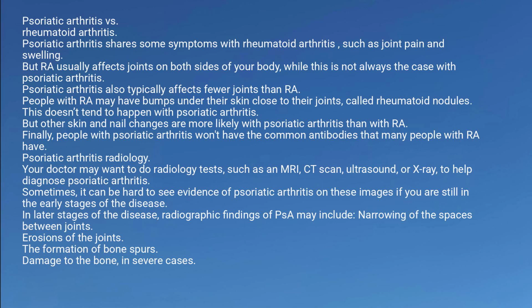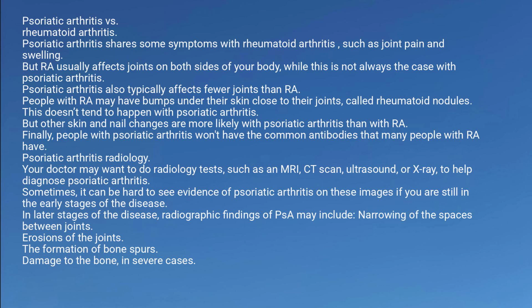Psoriatic arthritis versus rheumatoid arthritis. Psoriatic arthritis shares some symptoms with rheumatoid arthritis, such as joint pain and swelling. But RA usually affects joints on both sides of your body, while this is not always the case with psoriatic arthritis. Psoriatic arthritis also typically affects fewer joints than RA. People with RA may have bumps under their skin close to their joints, called rheumatoid nodules. This doesn't tend to happen with psoriatic arthritis. But other skin and nail changes are more likely with psoriatic arthritis than with RA. Finally, people with psoriatic arthritis won't have the common antibodies that many people with RA have.